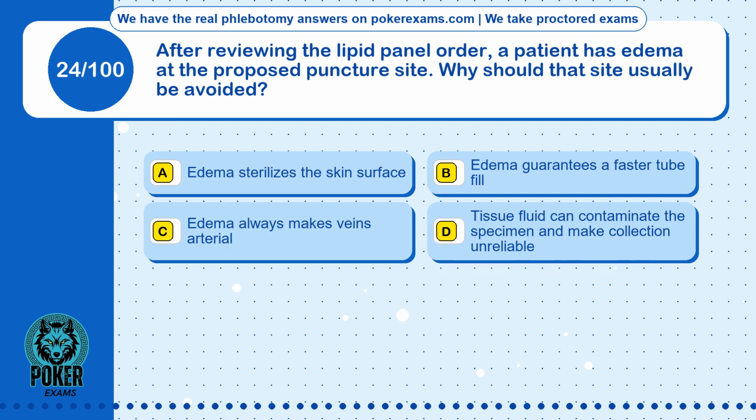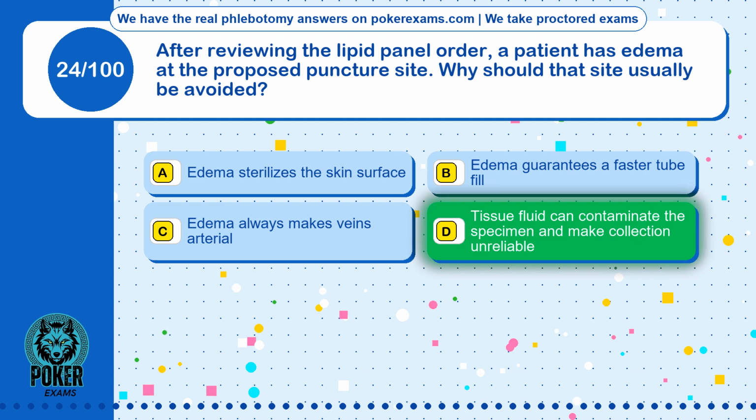Question 24. After reviewing the lipid panel order, a patient has edema at the proposed puncture site. Why should that site usually be avoided? Option A. Edema sterilizes the skin surface. Option B. Edema guarantees a faster tube fill. Option C. Edema always makes veins arterial. Option D. Tissue fluid can contaminate the specimen and make collection unreliable.